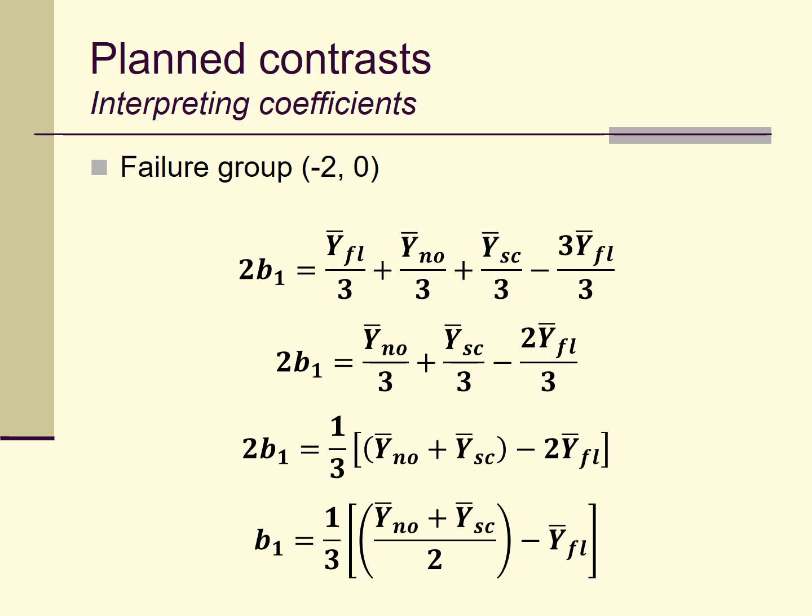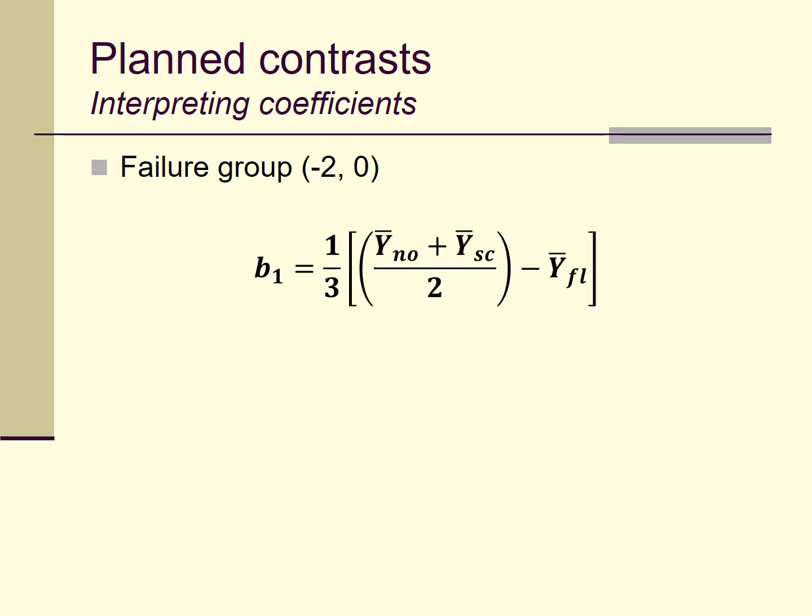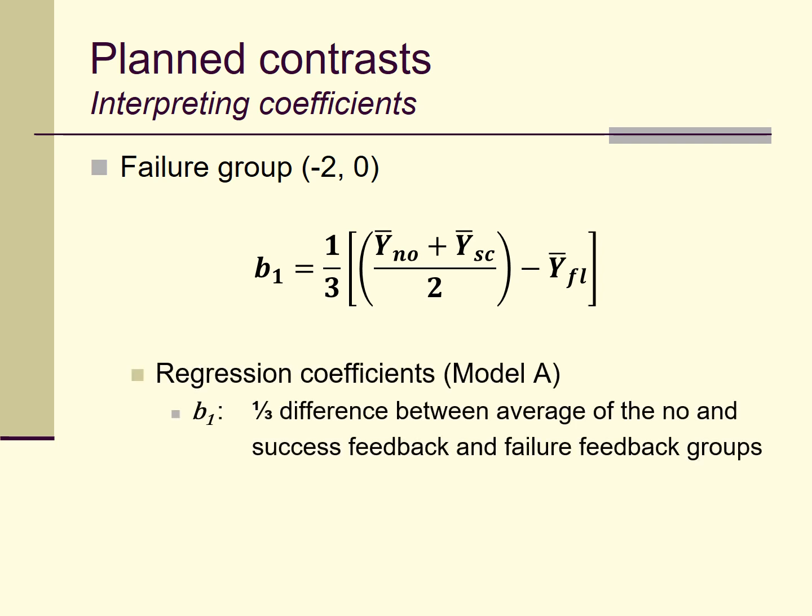The reason I did this is I wanted the final version of this equation to look a little bit like what it looks like right now: 1/3 of the difference between an average of 2 groups and the average of just 1 group. Now, why do I want it to look that way? Because I want to be able to interpret the regression coefficient b sub 1 as 1/3 of the difference between the average of the no feedback and the success feedback groups and the failure feedback group. So just like it is there. What's the average of those 2 groups minus the average of the failure group, and 1/3 of the resulting difference.